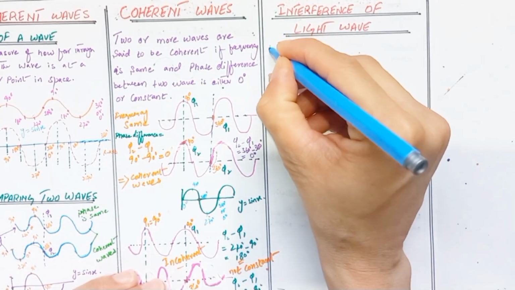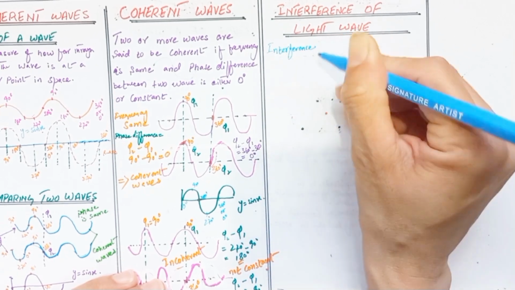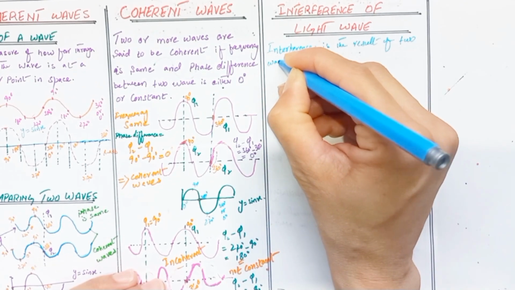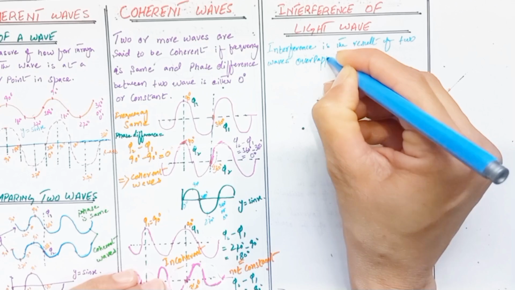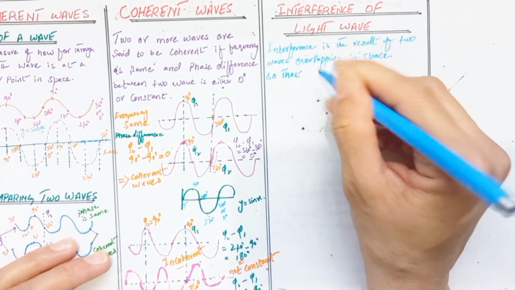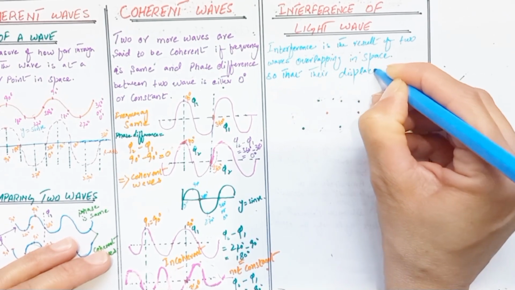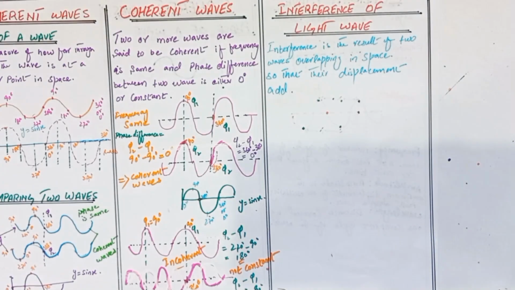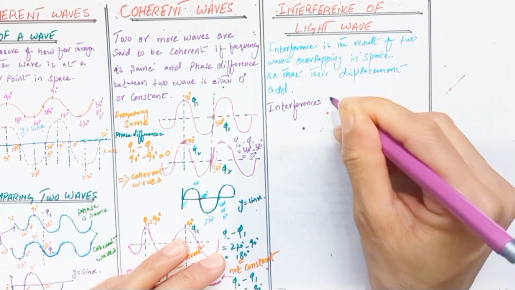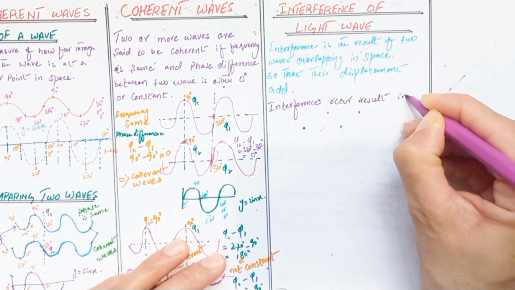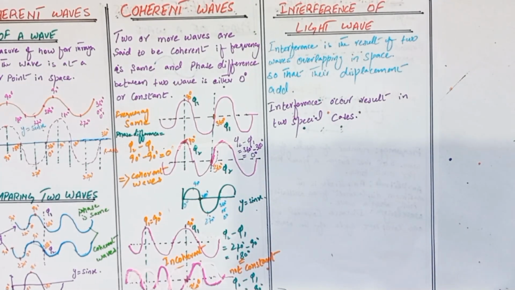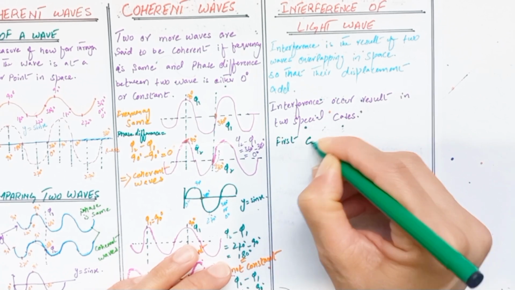Today we discuss the topic of the interference of light waves. Interference is the result of two waves overlapping in space so that their displacements add. Interference occurs in two special cases. We discuss the two cases in which interference occurs.